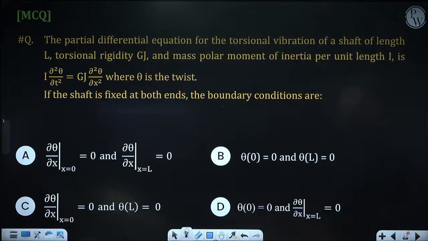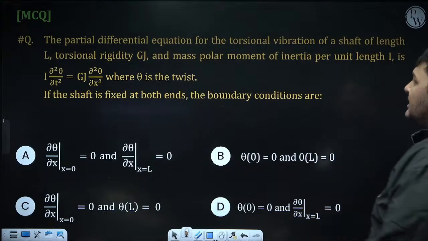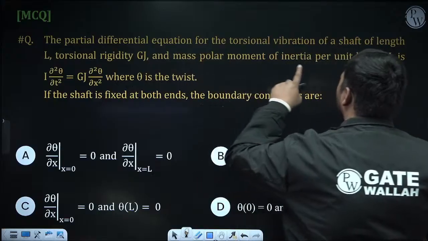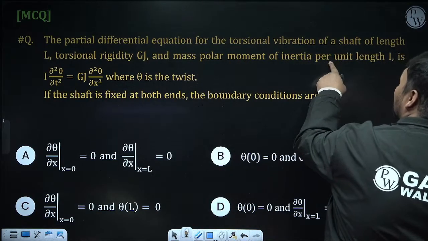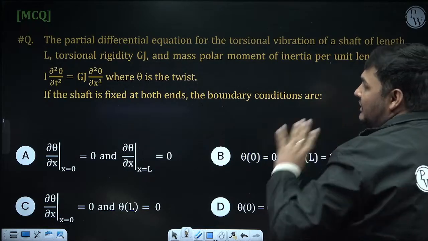Now this is the question. The partial differential equation in torsional vibration of a shaft is given like this. In this equation, what is GJ? Torsional rigidity. What is I? It is the mass moment of inertia per unit length, not total mass inertia. It is mass inertia per unit length.